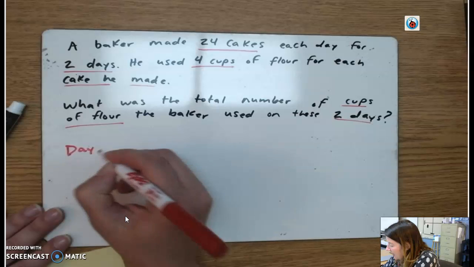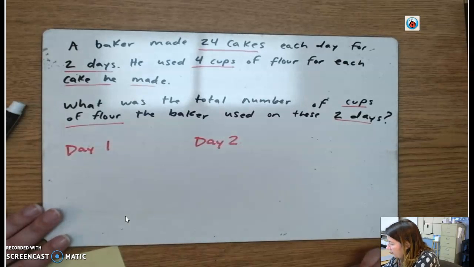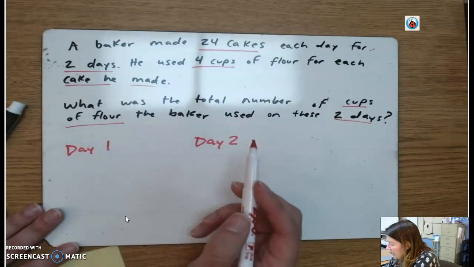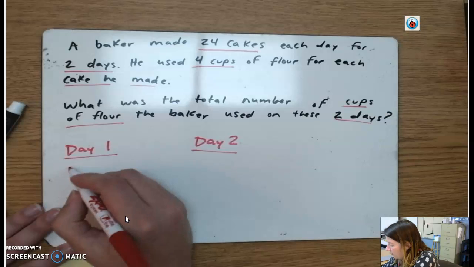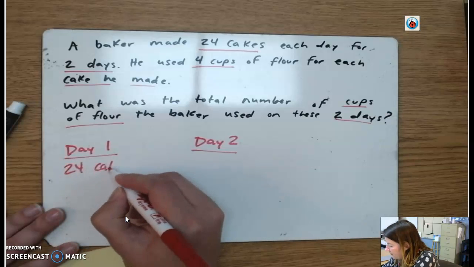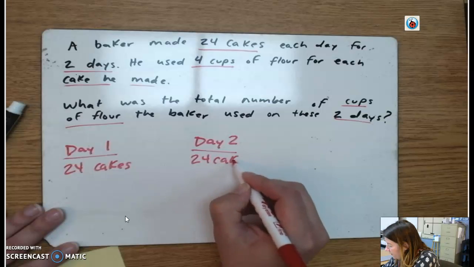So he made cakes for 2 days. So day 1 and day 2. And it says on each day he made how many cakes? So on day 1 he made 24 cakes. On day 2 he made 24 cakes.